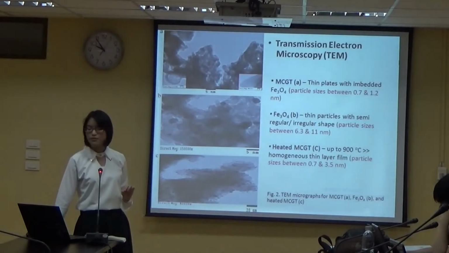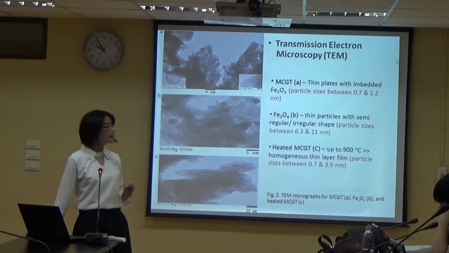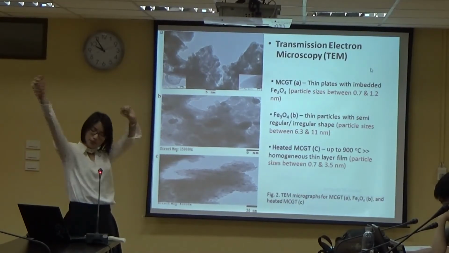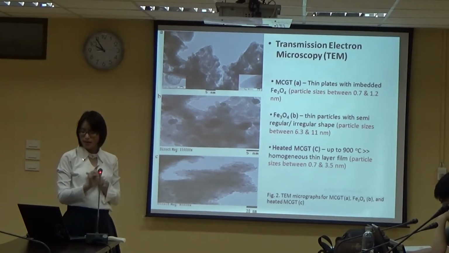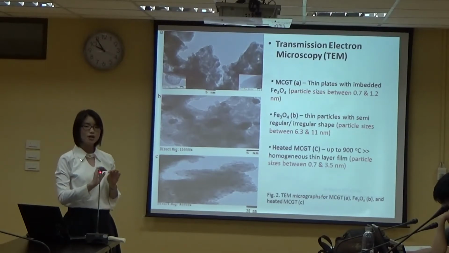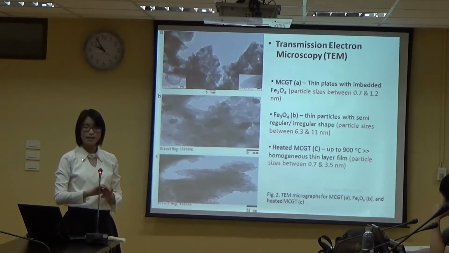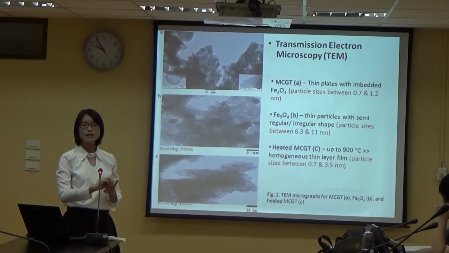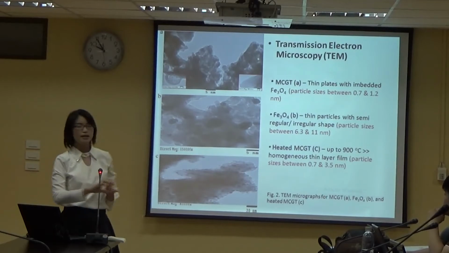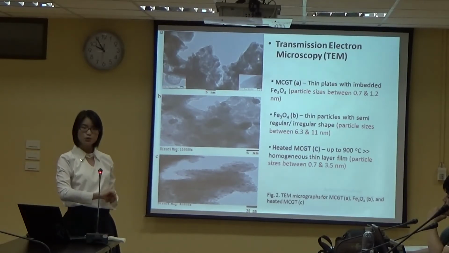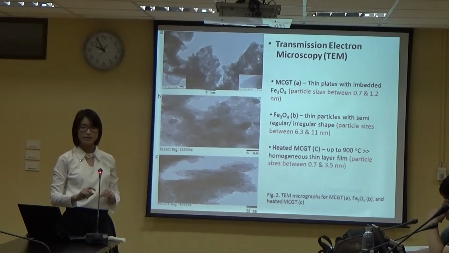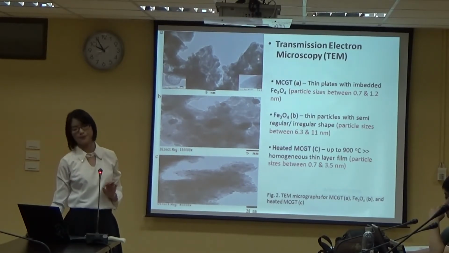The next one is the result from the TEM. These three figures represent different pictures of the MCTT, magnetic iron oxide, and heated MCTT. Actually, we conduct the TEM to see and confirm the size of the MCTT, that it is in nanoscale. So when we look at figure C, even when it is heated up to 900 degrees Celsius, you can observe the particle size is in the nanoscale range.